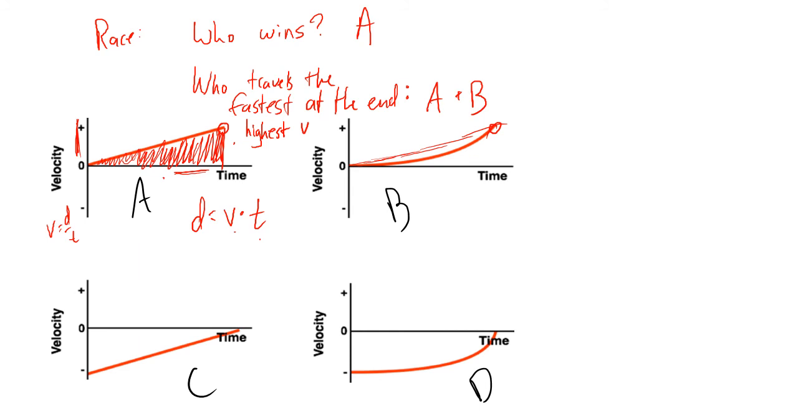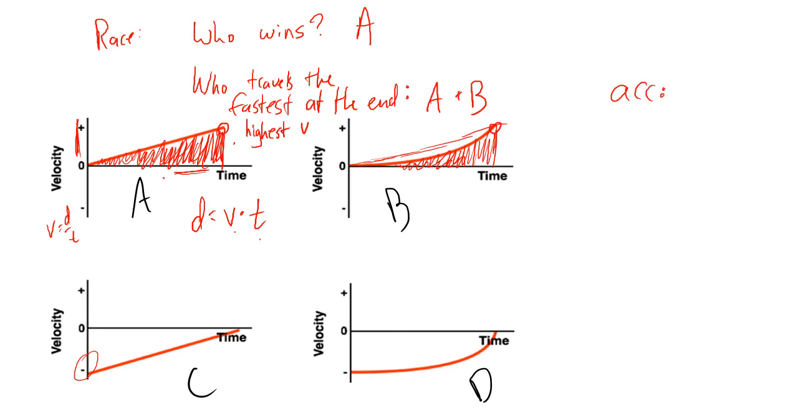Now, you could do the same thing here. It's a curve, so it's not going to be clean until you know calculus. But it's easy to see that there's more area for A than there is for B. So A is going to cover more distance than B is. Okay? What's happening to C and D? Well, what we know about C and D is they are going to be going backwards, right? Because they have negative velocities here.